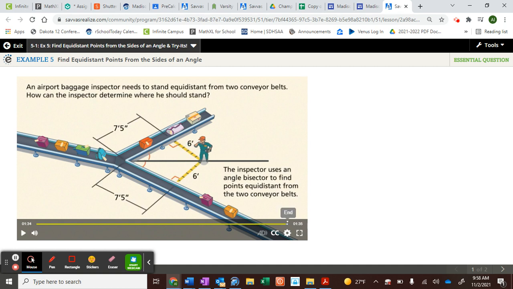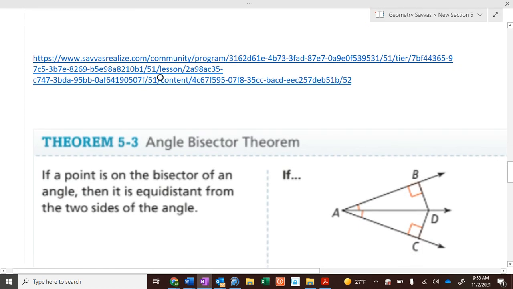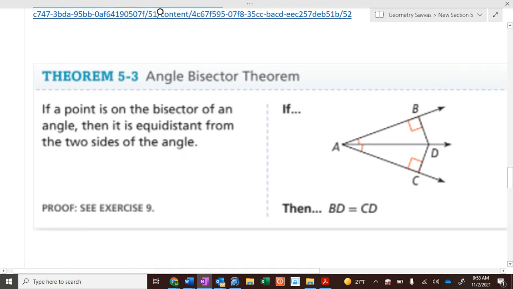All right, what a smart inspector. So he discovered that if he's the same distance from the sides of an angle, then he was on the angle bisector. So the angle bisector theorem says this: any point on an angle bisector is equidistant from the sides of the angle. So BD will be the same length as DC. Okay? So if you're at this point, you're the same distance away from the two sides. This point, you're the same distance away from the two sides.